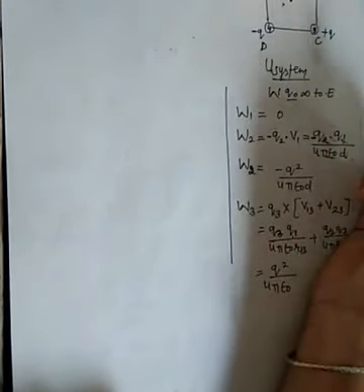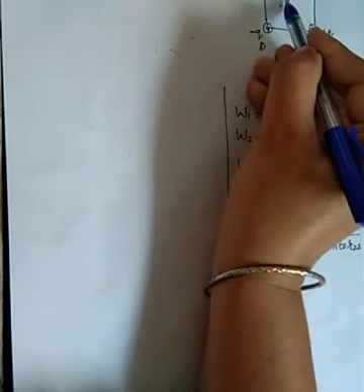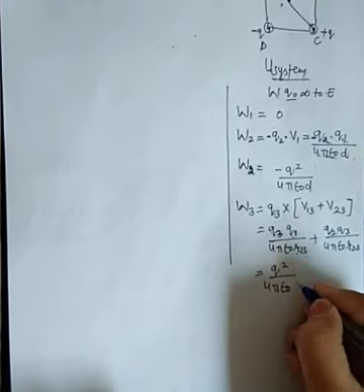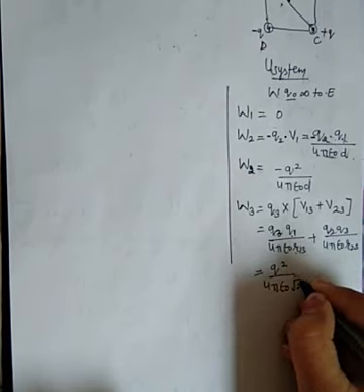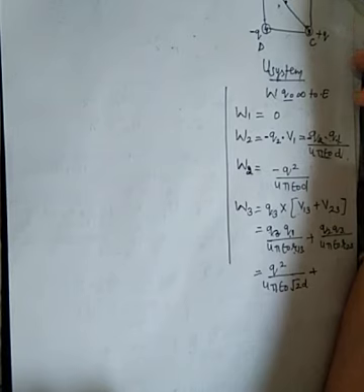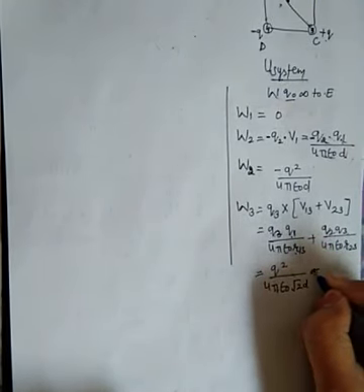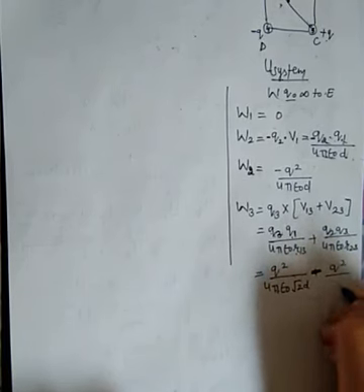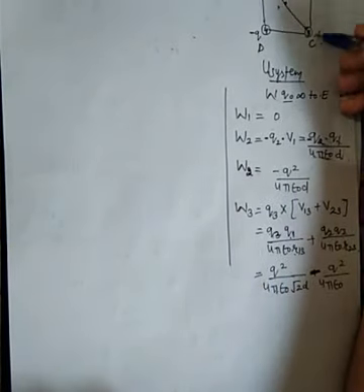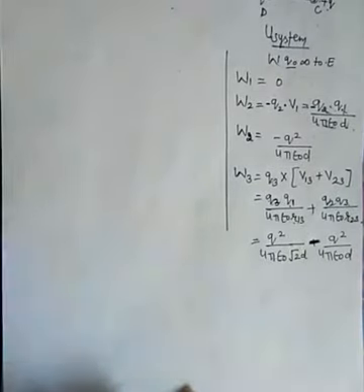What is R13? That is the separation between the first and the third charge, this one, and the diagonal of a square is root 2 into D. So I am mentioning here root 2 D. What are Q2 and Q3? Q2 is minus Q, Q3 is plus Q. So minus Q into plus Q will be minus Q square, so I am mentioning here minus Q square upon 4 pi epsilon naught. What is the separation between the second and third charge? That is D again. So that is the amount of work done to bring the third charge.